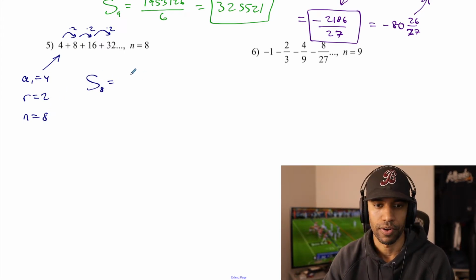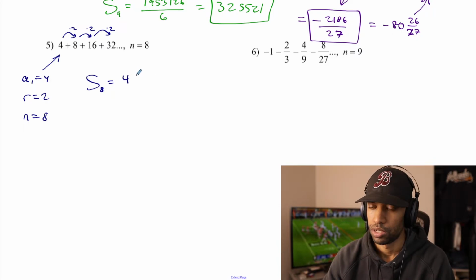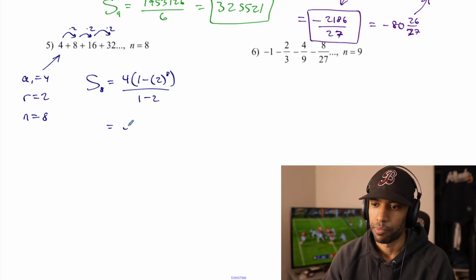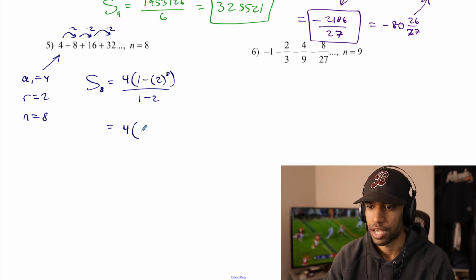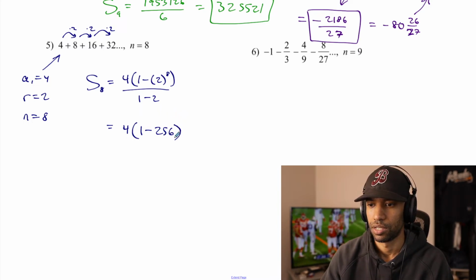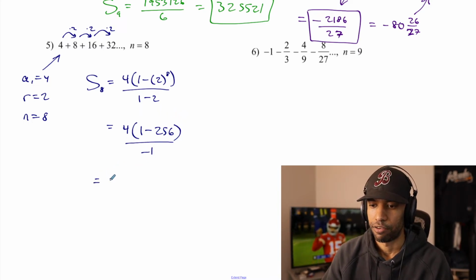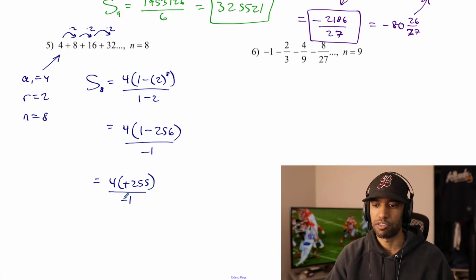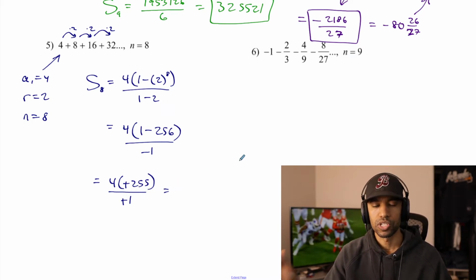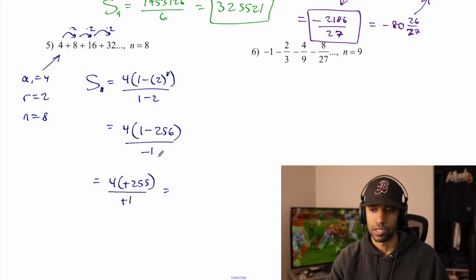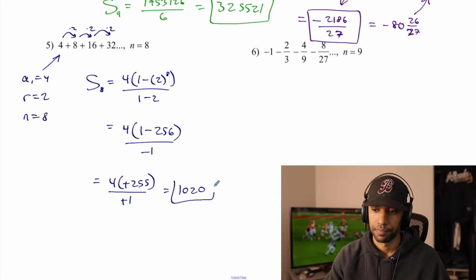The series for 8 terms is a sub 1 times 1 minus 2 to the 8th power divided by 1 minus 2. All right, let's see how many parts I can do without the calculator here. 4 times 1 minus 2 to the 8th, I think, is 256 over negative 1. So check that out. 4 times negative 255 over negative 1. So negative times negative is a positive. That divided by 1 does nothing. You're essentially just doing 4 times 255. 4 times 250 is 1,000. 4 times 5 is 20. So I think this should be 1,020. There we go.